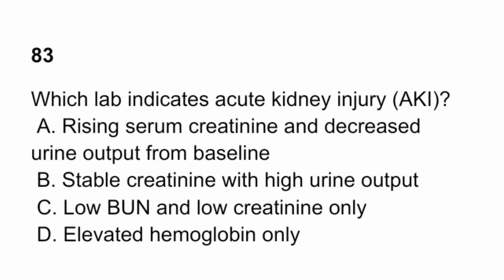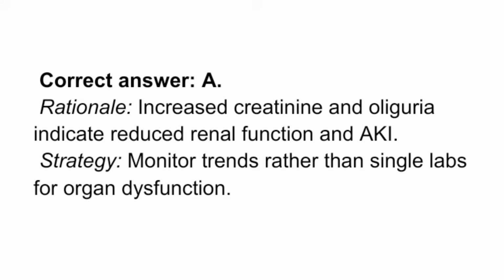83. Which lab indicates acute kidney injury, AKI? A. Rising serum creatinine and decreased urine output from baseline. B. Stable creatinine with high urine output. C. Low BUN and low creatinine only. D. Elevated hemoglobin only. Correct answer, A. Rationale: increased creatinine and oliguria indicate reduced renal function and AKI. Strategy: monitor trends rather than single labs for organ dysfunction.